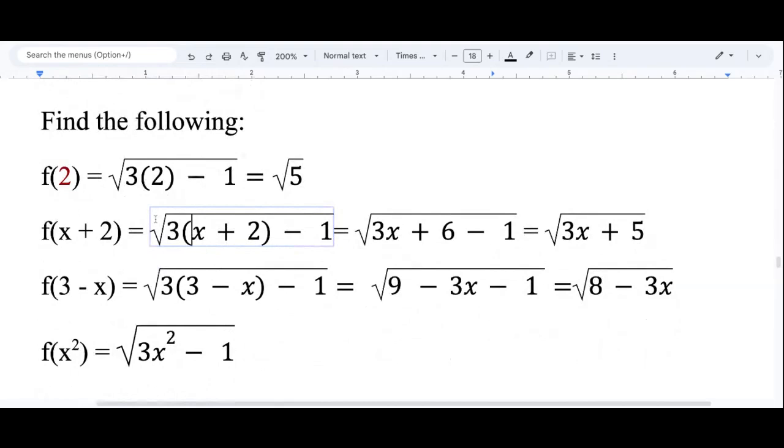So plug in, right? The first one we get is the square root of 3 times x plus 2, minus 1. Simplify a little bit, we get the square root of 3x plus 5. Well, now the input is 3 minus x instead of x. So we substitute x with 3 minus x. Then we multiply and combine like terms. So we get the square root of 8 minus 3x.